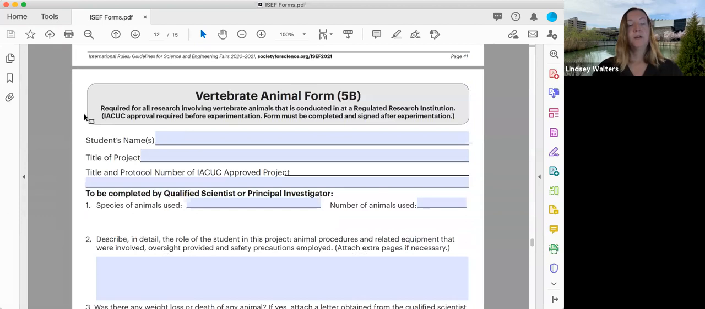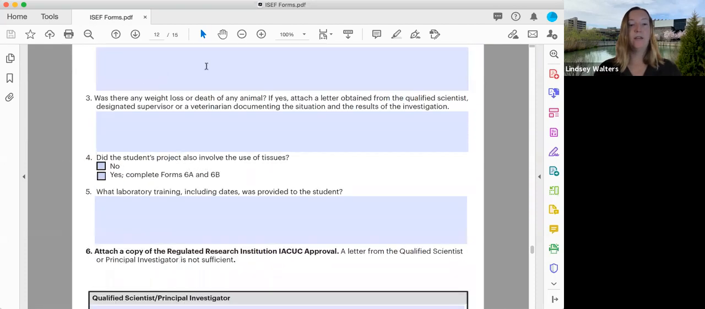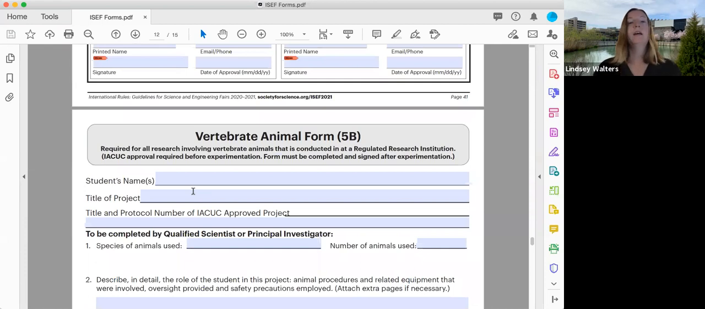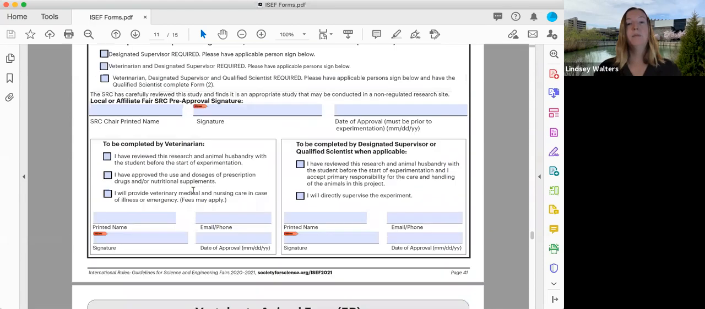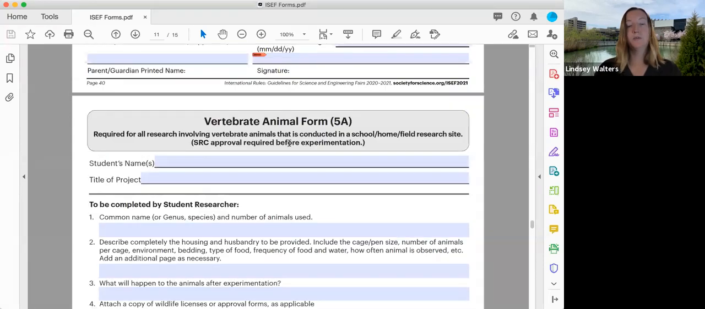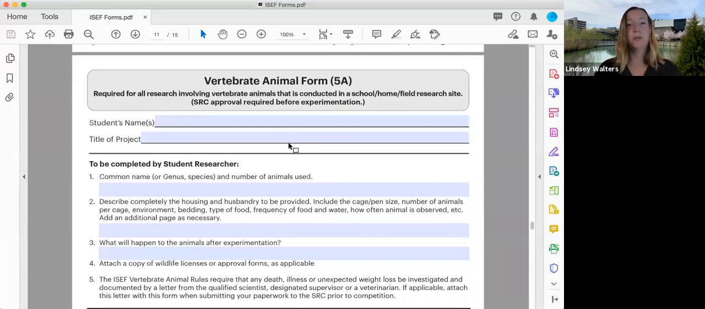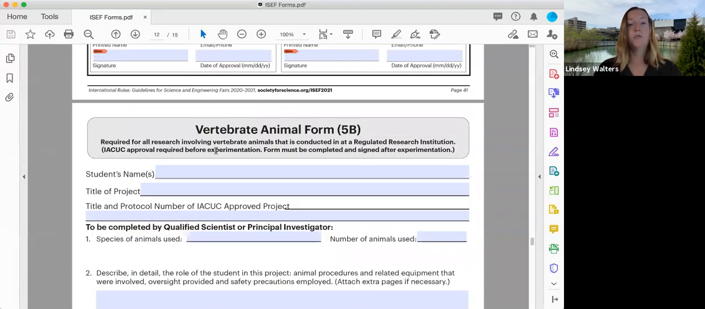If you want to do research with vertebrates that is more than just a behavioral study, you must do it at a regulated research institution such as a university or research lab, and they will have their own committee that reviews vertebrate research. You can use their IACUC, which is what that committee is called, review process and submit copies of their paperwork, and then they have to fill out this form here, Form 5B. Again, we encourage you to try to think of alternates to vertebrates, other ways you can do research that don't involve vertebrates, because the vertebrate work you can do at home or at school is pretty restricted. And again, you still have to get pre-approval from the science fair to do that, or work at a qualified research institution.